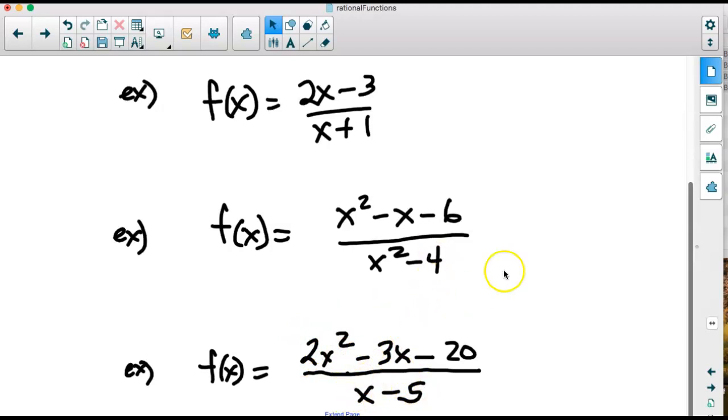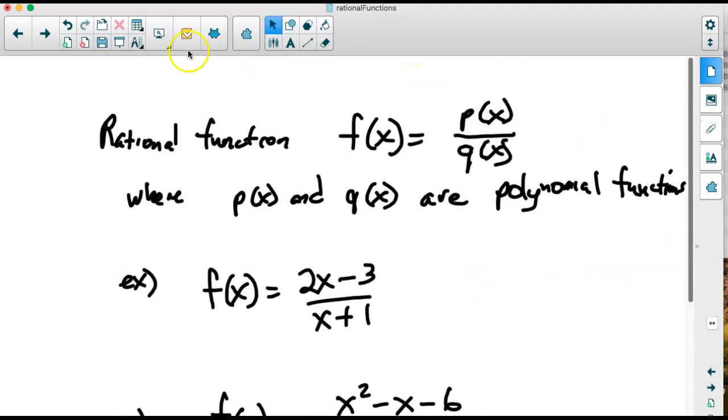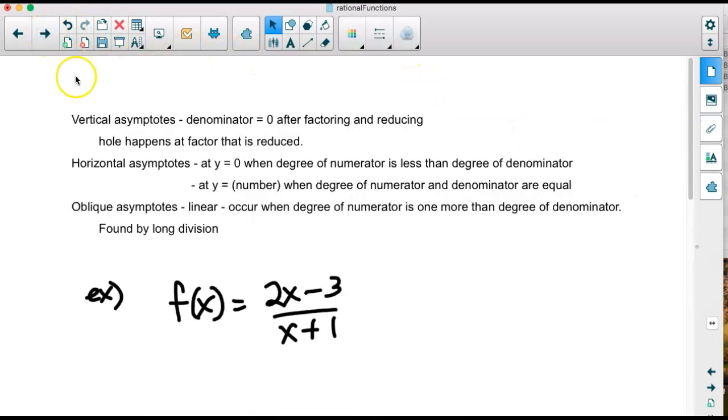So we're going to look at those three specific ones in terms of the properties of a rational function. So let's look at asymptotes first. Okay, so vertical asymptotes are when the denominator equals 0 after we factor and reduce anything that we can in the problem. If we get a factor that's reduced out of the function, then that's where a hole is going to occur in the graph. So we're not going to get a vertical asymptote every time if we can reduce the factors.